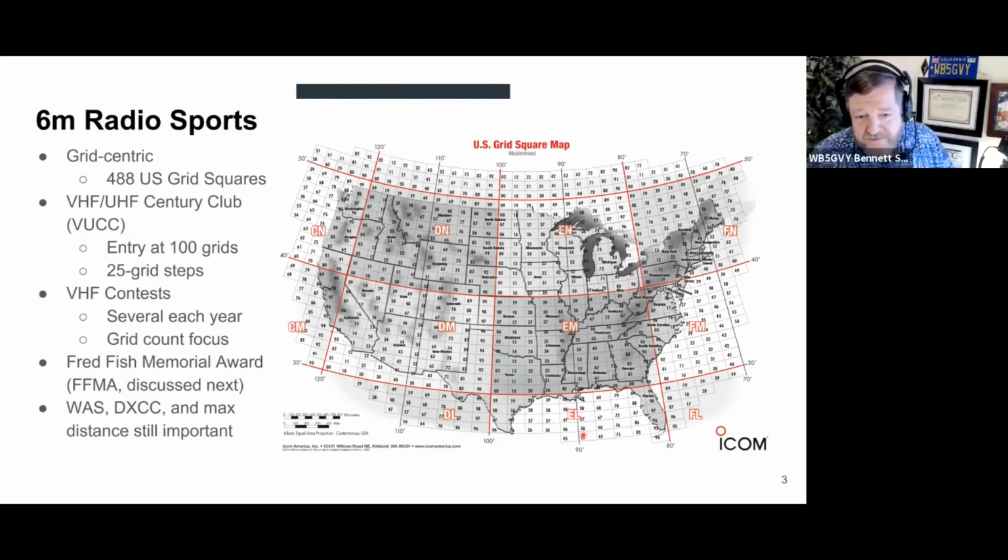There are a lot of VHF contests, several each year, and they tend to be grid-centric. There's a particular award that's only on 6 meters, called the Frisch Memorial Award, or FFMA, and we'll talk about that a little more on the next slide. Now, Worked All States, DXCC, and maximum distance are all still very important, but beyond those, the awards are grid-centric.